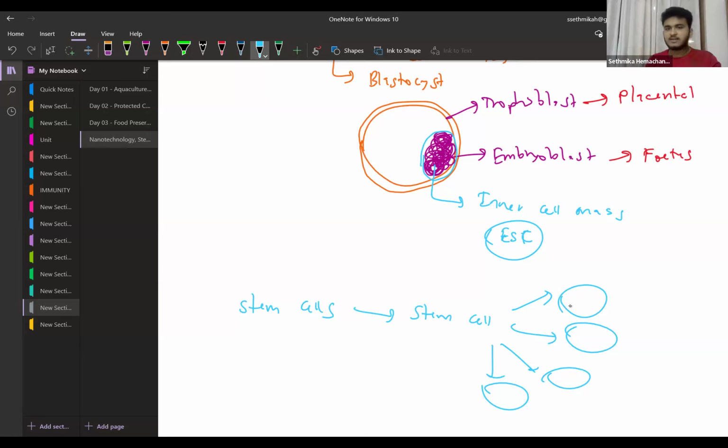So basically, you can regrow a complete arm by programming, or giving the necessary conditions for these embryonic stem cells to develop into an arm. If the person doesn't have a heart or lacks cardiac muscle cells, you can program these cells to develop into cardiac muscle cells, right? So embryonic stem cells can develop into any type of cell. Is that clear?